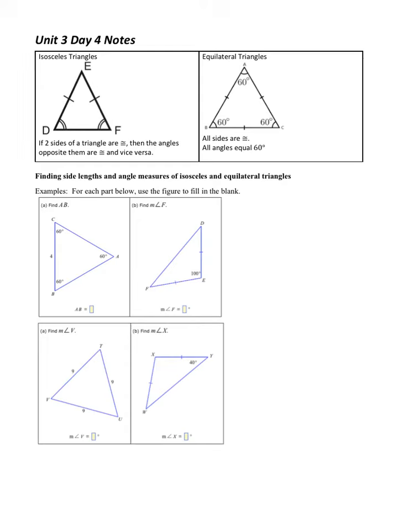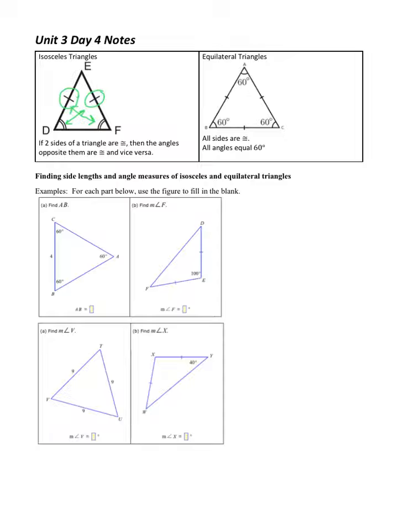In Unit 2, you learned about isosceles triangles and equilateral triangles. We're going to use those properties throughout our calculations in the rest of this unit. So you need to remember properties about an isosceles triangle. If two sides of the triangle are congruent, as indicated by the congruency markers, then the angles opposite them are congruent, because these are the angles opposite, and vice versa.